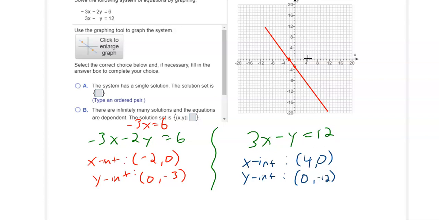All right, so we have 4 comma 0, which is on the x-axis, 0 comma negative 12, which is right here. And this time you can see we definitely do not get parallel lines. They will cross each other pretty directly here. So this would be the graph of the second equation.